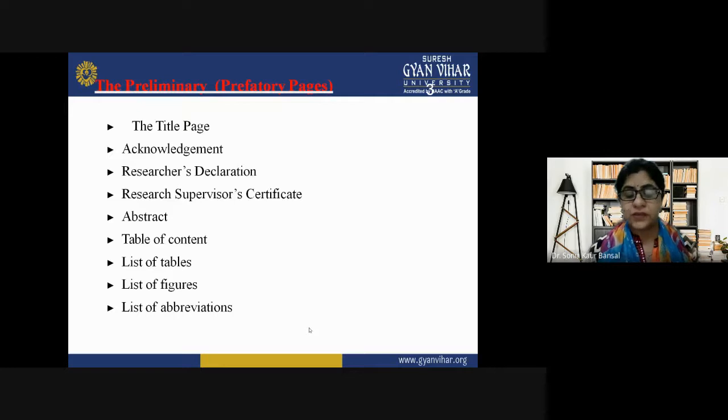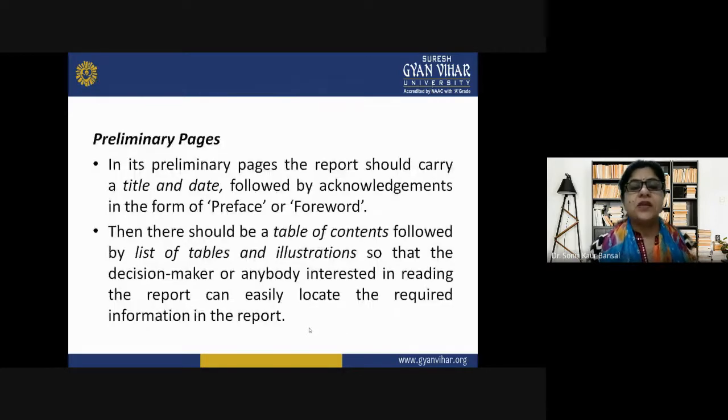All right, students, let's understand. In its preliminary pages, the report should carry a title and date, followed by acknowledgement in the form of preface or foreword.